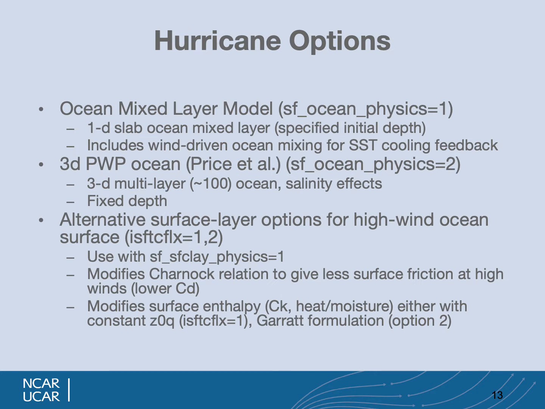Before going to the land model options, I'll talk about a few other options related to the surface of the model. We have hurricane options. One is an ocean mixed layer model, which is a 1D slab ocean mixed layer with a specified initial depth, and it includes wind-driven ocean mixing, which will give you the sea surface temperature cooling feedback. It's an important feedback for hurricanes sometimes, when you have a shallow mixed layer that will cool quickly in response to strong winds. So the ocean mixed layer model is mainly to provide a feedback of mixing in the ocean due to strong winds.